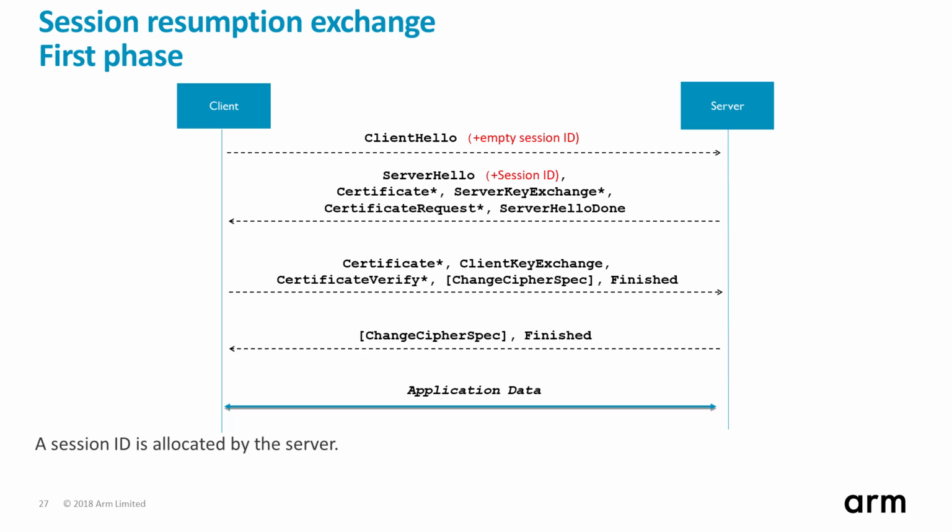This session state is indexed by a session ID. In a full exchange, the server allocates a new session ID and will provide it in the server hello. First, the client starts with a client hello with an empty session ID. Later, when the server processes the client hello and decides to establish session resumption functionality, it provides and allocates a session ID in the server hello. Then the regular handshake is concluded.